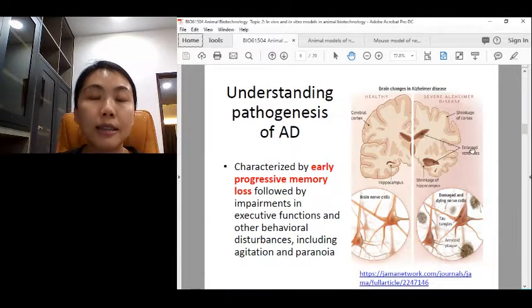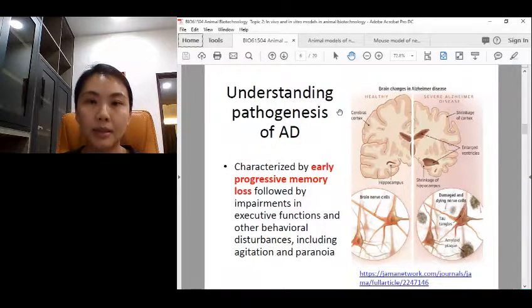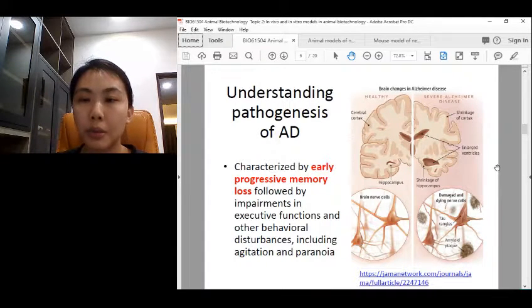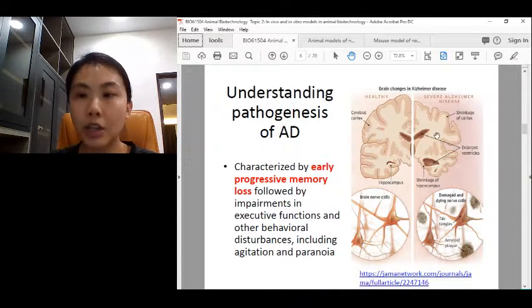Okay, so we'll first understand the pathogenesis of Alzheimer's disease. They are characterized by early progressive memory loss, followed by impairments in terms of the executive functions and behavioral disturbances, including agitation and paranoia. So we can see from here that there is degeneration in the neuronal cells within the brain. As you can see here, there's a shrinkage of the hippocampus and also shrinkage of the cortex area in Alzheimer's disease patients, with enlarged ventricles.